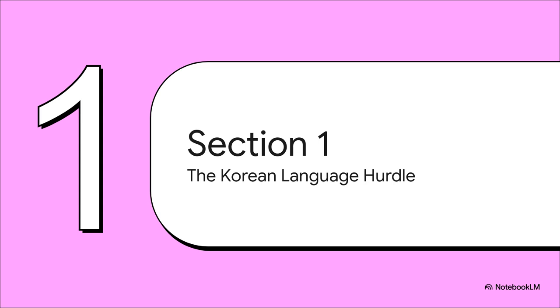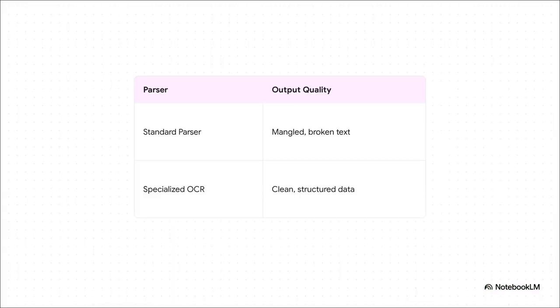So, just how fragile is this whole pipeline? Well, the challenges become really clear when we look at a real-world example. Let's talk about processing documents in Korean, a language with a unique structure that can totally break a lot of standard AI tools.